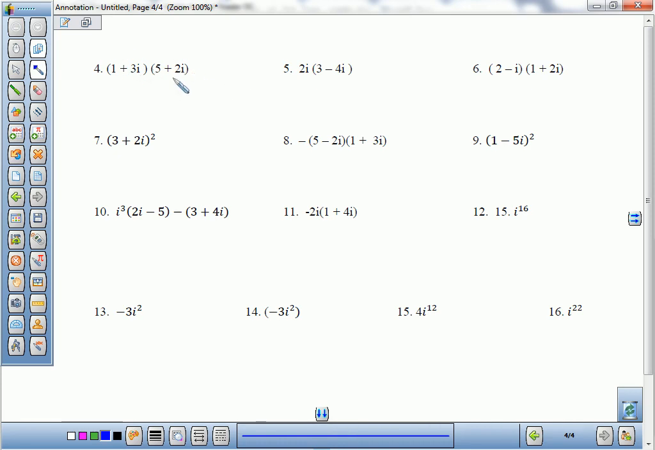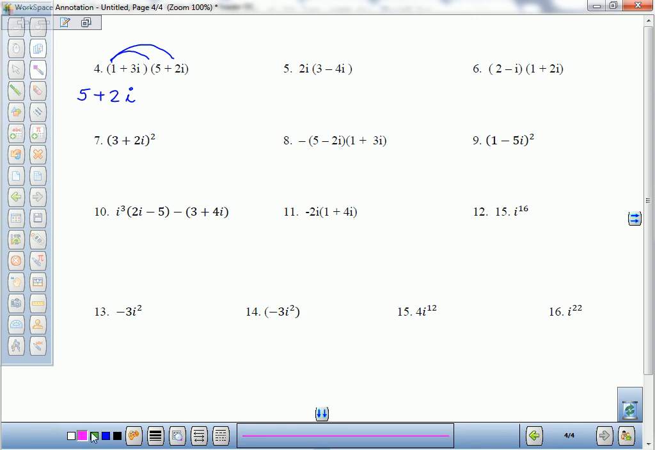Okay, now number 4. It's a complex times a complex, and so it looks just like we have a binomial times a binomial. So we continue to distribute. First we're going to distribute the real part through the second one. So 1 times 5 is 5. 1 times 2i is 2i. And then next, we distribute the imaginary. So we're taking this positive 3i, and we're going to distribute it through. So 3i times 5 is positive 15.